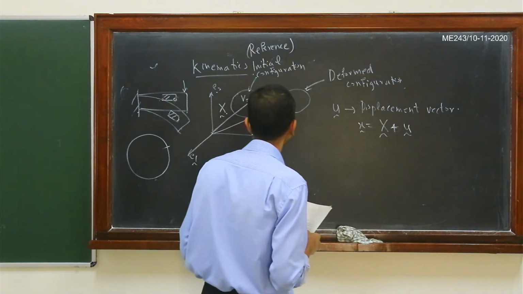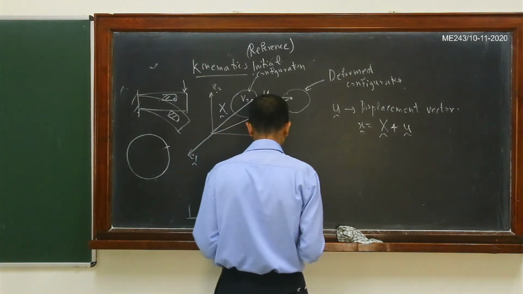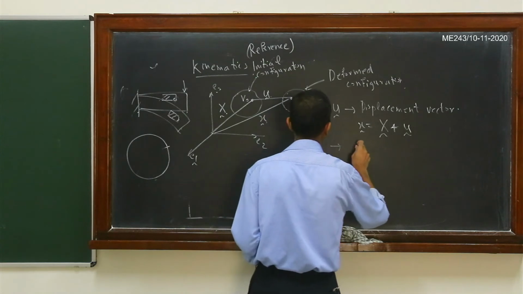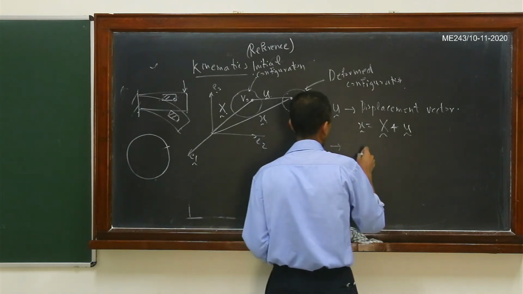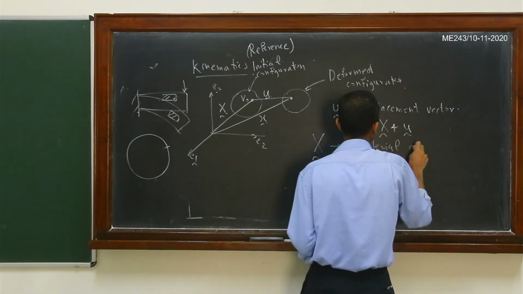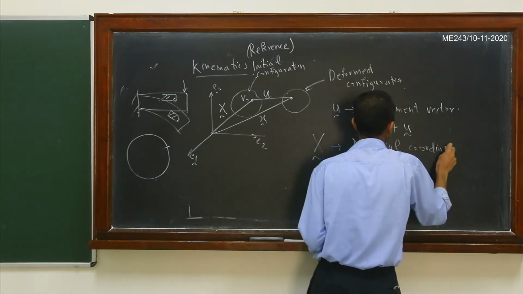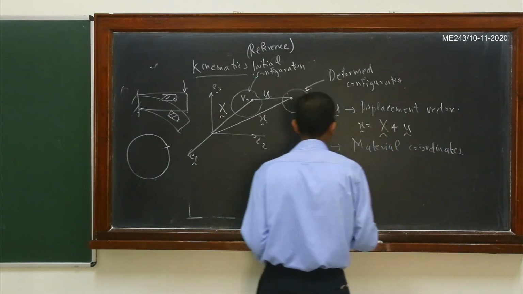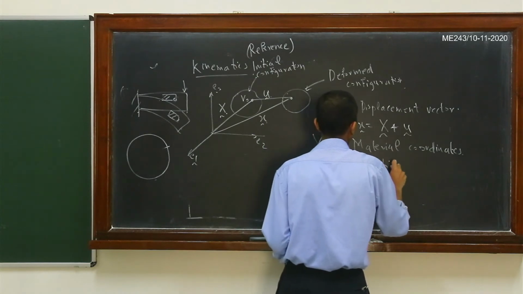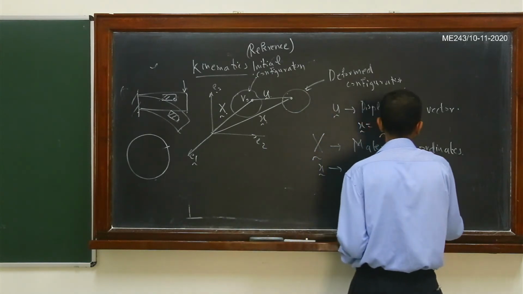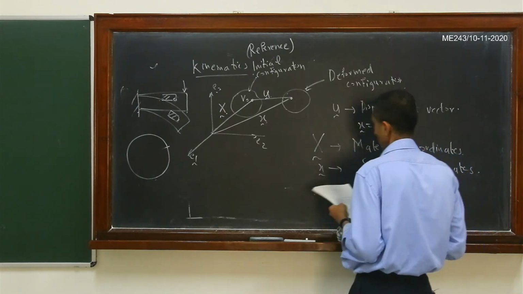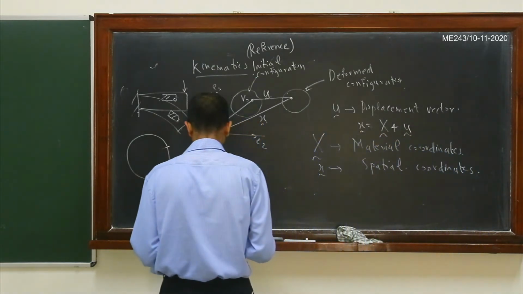Right. Now these capital X are known as the material coordinates. This is just some terminology which I will use very often. So this is known as the material coordinates, and the small x are known as the spatial coordinates.